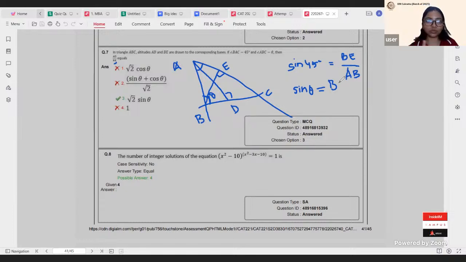So basically here we are considering the triangle ABD. So sine theta will be perpendicular, that is AD by AB. And we know that the value of sine 45 degree is, sorry, 1 by root 2. So this is essentially 1 by root 2.